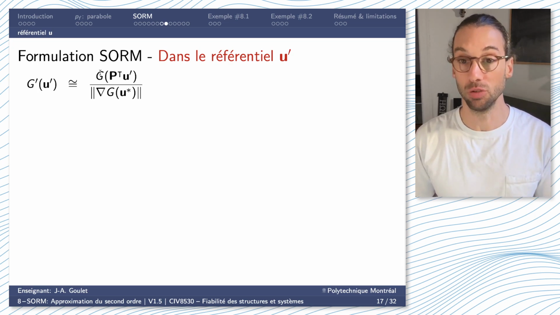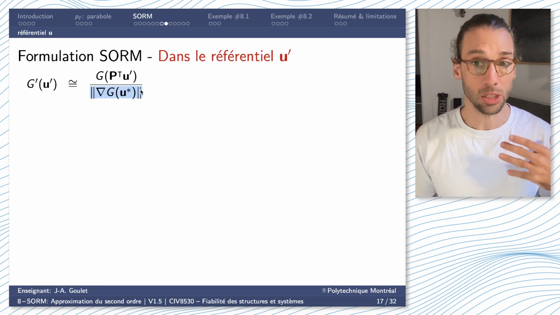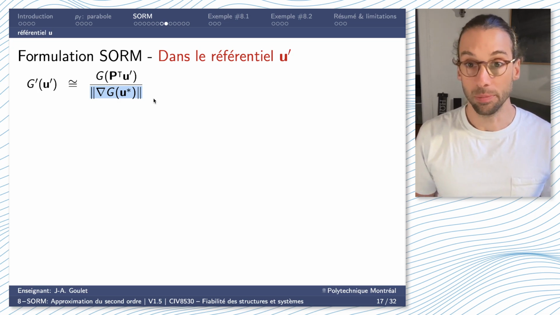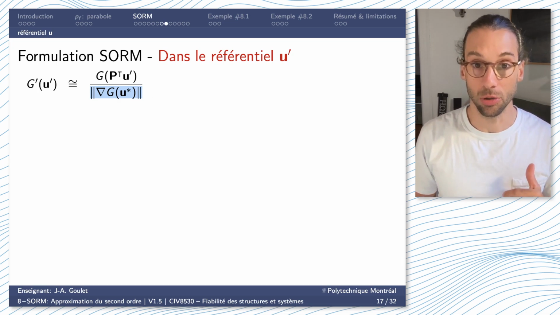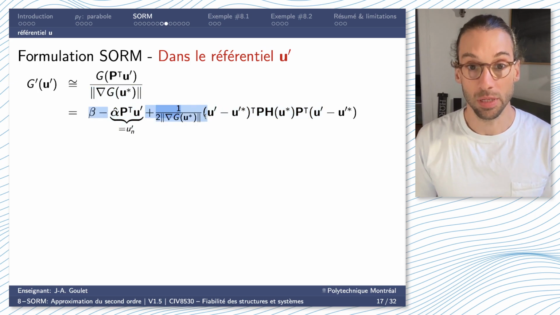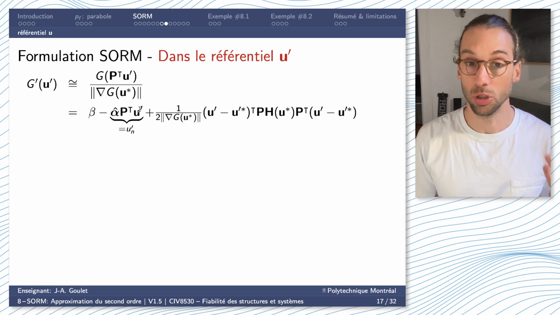I can evaluate g of U, divided here by the norm of the gradient. This is simply a scalar, so it's not going to change my limit state function. This is for mathematical simplicity, because it's going to cancel out with another term, giving that formulation where this term here disappears. So it's going to give me this simpler formulation where I have beta minus alpha P transpose U prime.